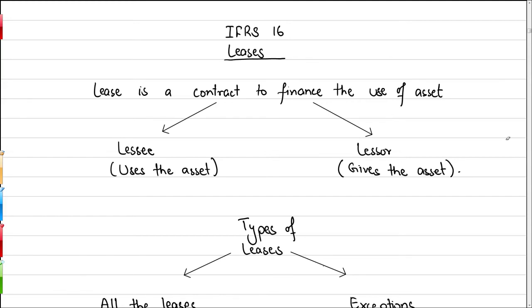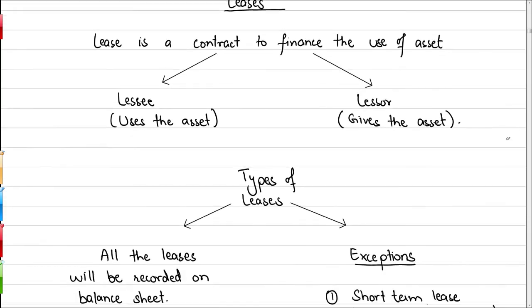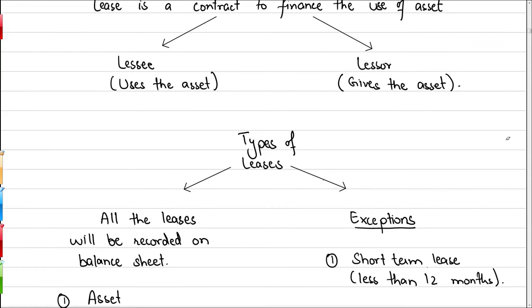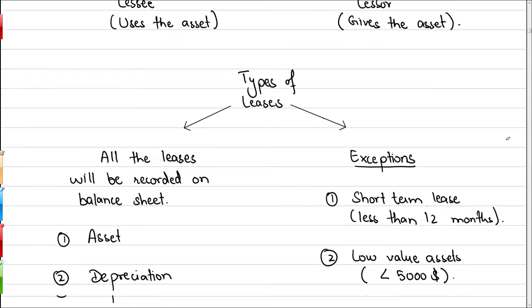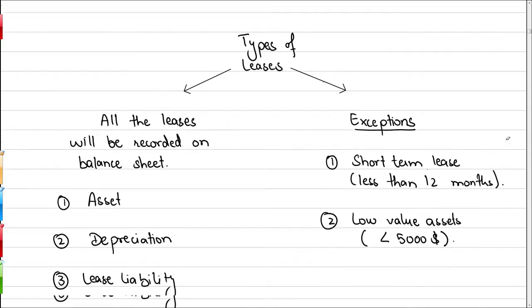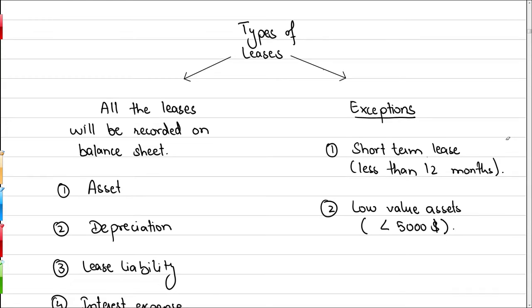First of all, let's discuss the different types of leases. Previously, we used to have two types of leases: the finance lease and the operating lease. But now, from the lessee's perspective, there has been a major change, because there is no such thing as the finance lease and the operating lease. All leases will be recorded on the balance sheet of the lessee.